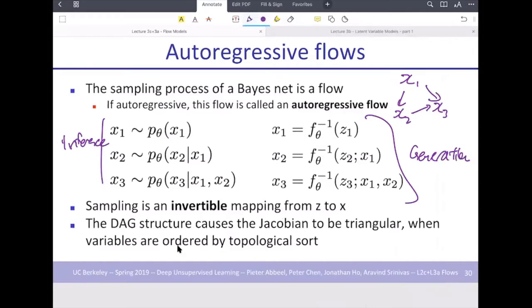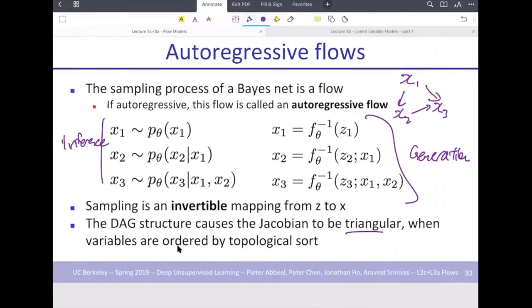So generation versus inference. Right, okay. So the DAG structure causes the Jacobian to be triangular. Sure, what that is. Because of the dependency, right? You don't understand what is triangular.